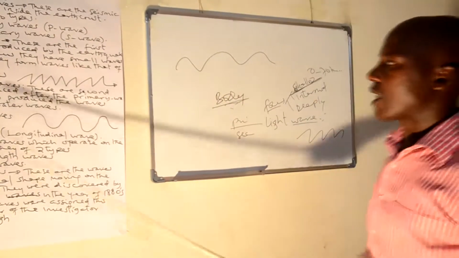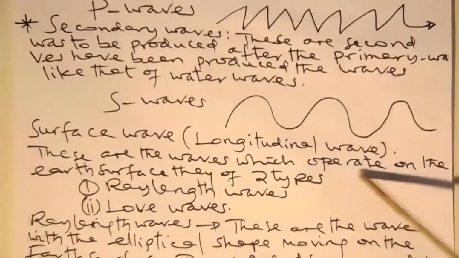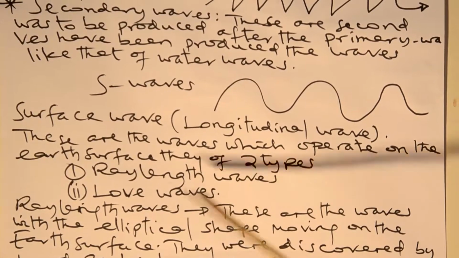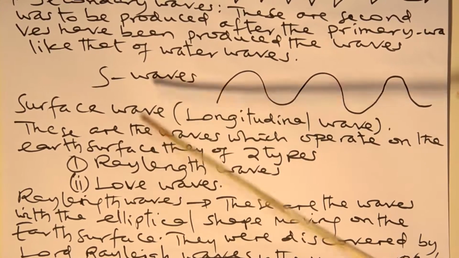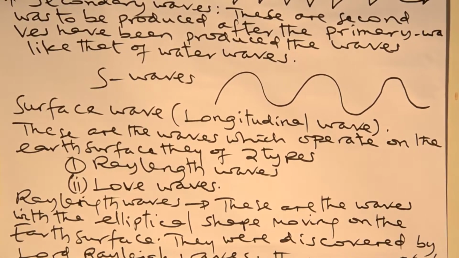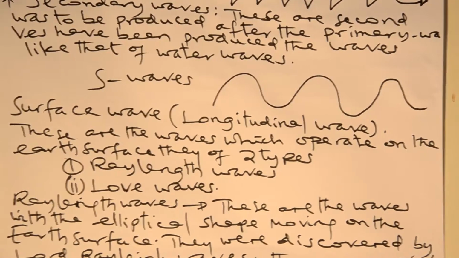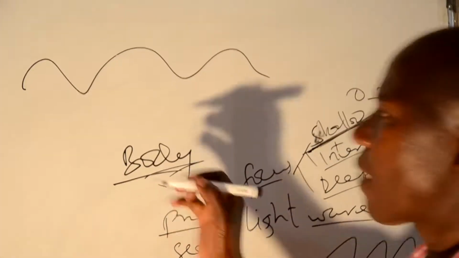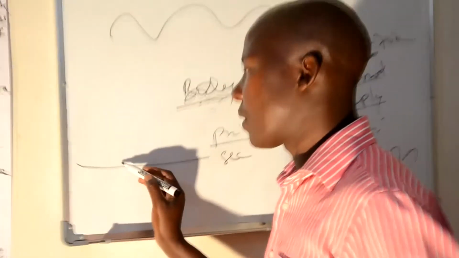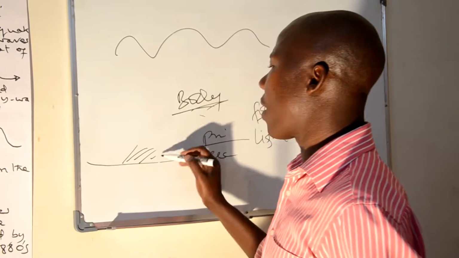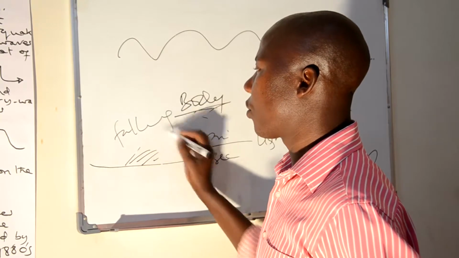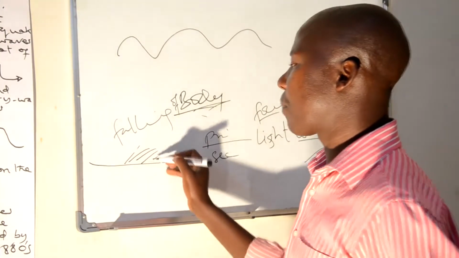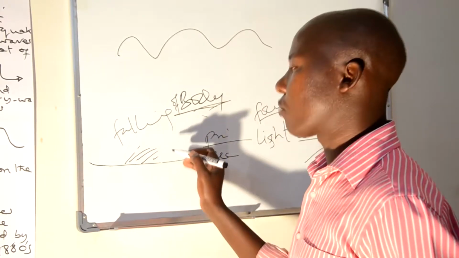Whenever we talk about surface waves, these are the waves which operate on the Earth's surface. They are of two types, Rayleigh waves and Love waves. Dear students, the body waves take place within the Earth's crust, either shallow, intermediate, or deep. But the surface waves take place on the Earth's surface, nearby. For instance, we see the falling of meteoroids. Wherever it takes place, it can cause the Earth's surface to shake. That's why it's called surface.